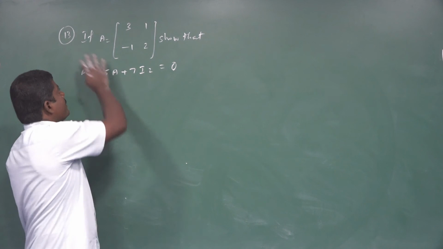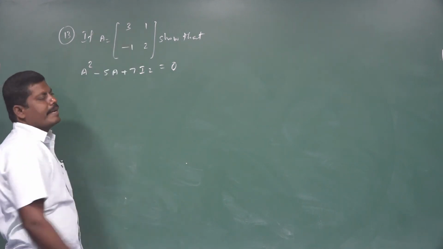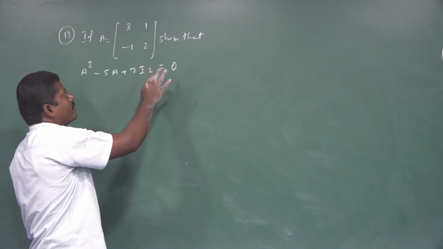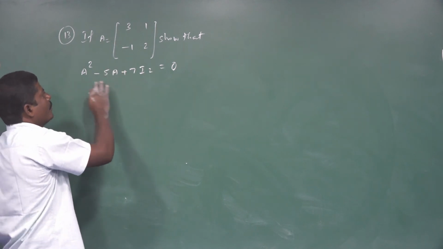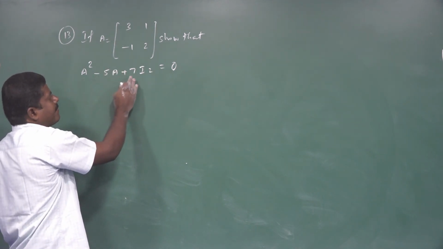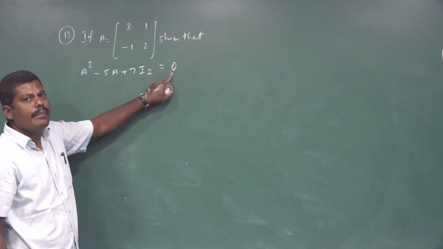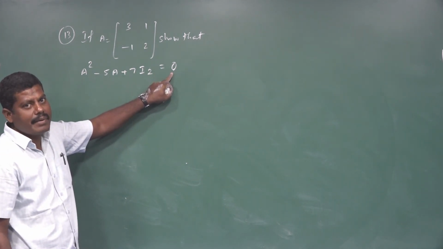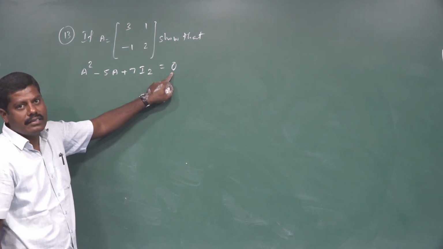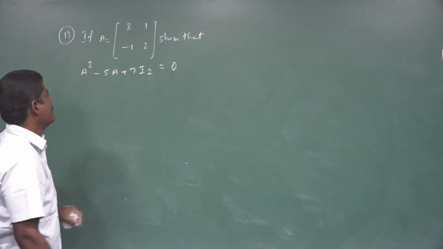Okay, next you listen, question number 13. If A is equal to a 2 by 2 matrix is given, using that matrix you want to prove A square minus 5A plus 7I2 is equal to 0. 0 is nothing but O matrix. O matrix is nothing but null matrix. Understand? Null matrix.